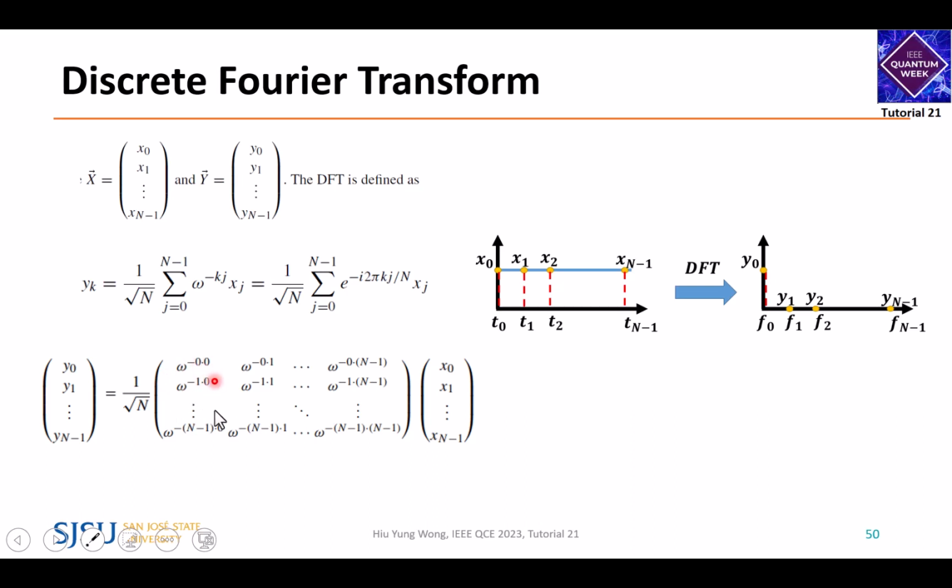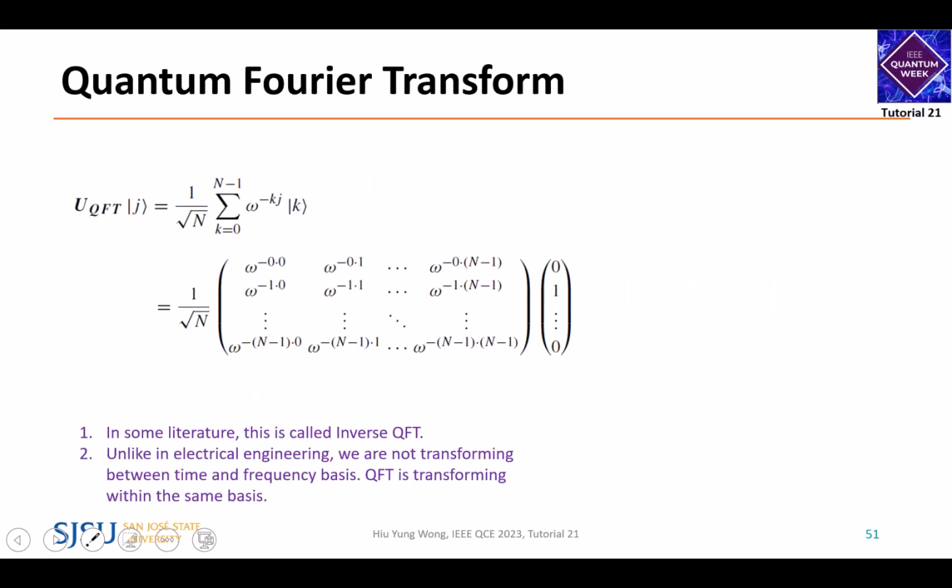This is 0th row times 0th column, 0th row, first column, 0th row, n-1 column, and n-1 row, n-1 column, right? The only message I want you to get is the power of the nth root of unity in this transform matrix. And why is this important? Because quantum Fourier transform is the same as discrete Fourier transform. The form is exactly the same.